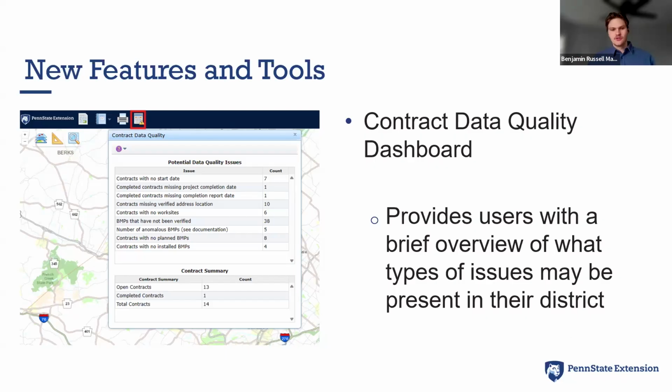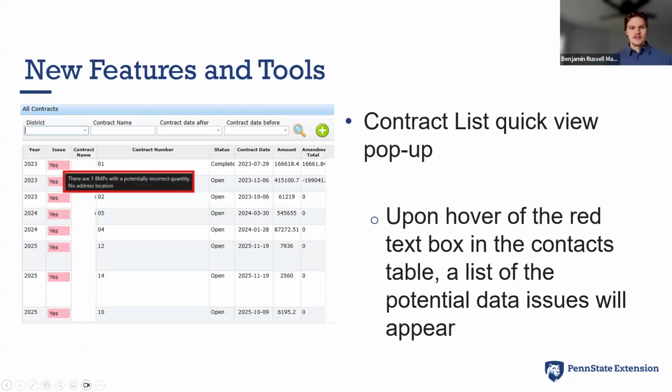And also we have the number of open contracts and completed contracts at the bottom, just as a reminder. And then within the contracts list, you'll also see a new column in that table. And that column is labeled issue. And if there is an issue with a contract, you'll see a red highlight and the text yes in there.